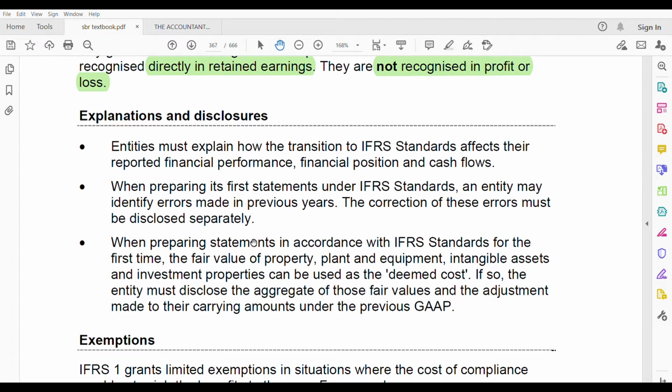When preparing statements in accordance with IFRS standards for the first time, the fair value of property, plant and equipment, intangible assets, and investment property can be used as the deemed cost. Because definitely we might not know the cost initially when you're first adopting IFRS standards. That means under IAS 16, IAS 38, IAS 40. So if so, the entity may disclose the aggregate of those fair values. They can aggregate the fair values and disclose also, and the adjustments made to their carrying amounts under the previous GAAP. So you must disclose this.